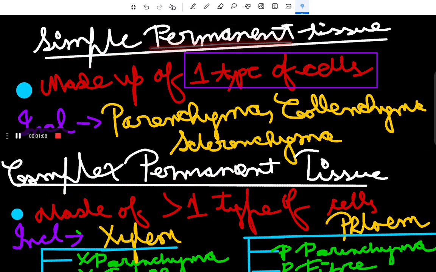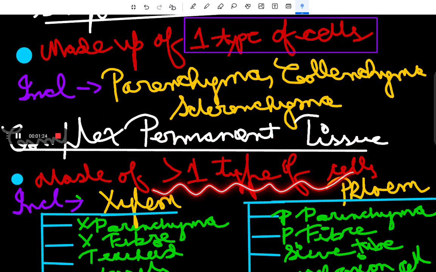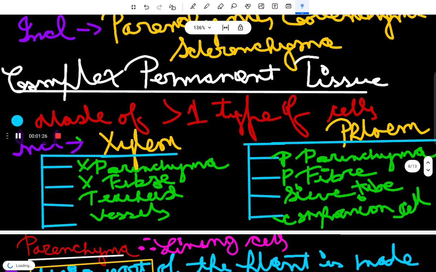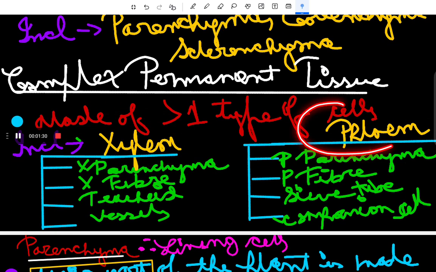The simple ones are made up of only one type of cell, and they include the parenchyma, collenchyma, and sclerenchyma. The complex permanent tissues are made of more than one type of cell, and they include xylem and phloem.